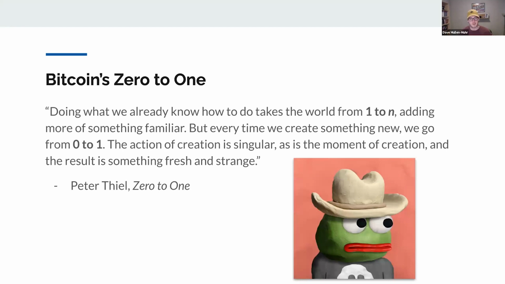So I think this is a good example of something fresh and strange. It might not be the most exciting thing in the world, but it is definitely a 0-to-1 move, where prior to this Clay Pepe, there was nothing else on Bitcoin. It was just this stagnant store of value, a relatively boring thing. But now there's something interesting, which we can take from 1 to n.